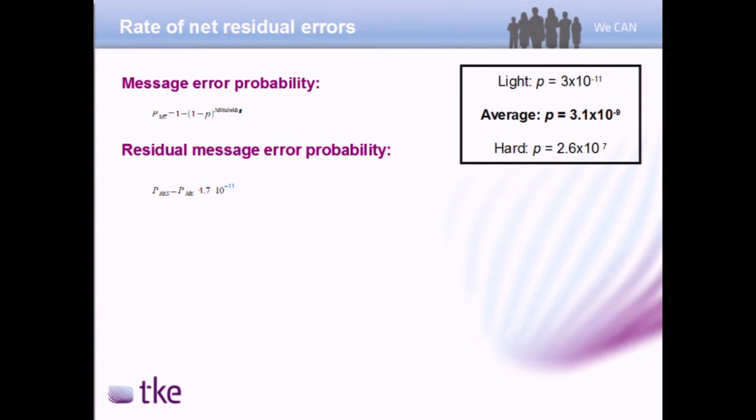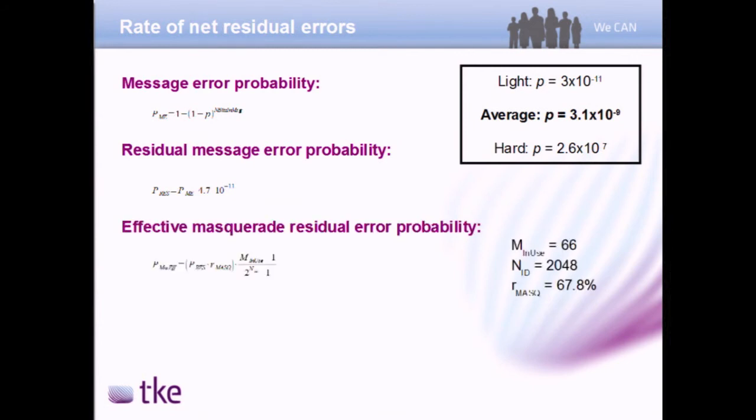In the very early days of CAN, that equation was available in one paper written by Bosch people, and it has been included also in the CAN 2.0 specification from Bosch. So that's a proven fact. And then we need to handle masquerade and corruption errors separately because they are quite different. And here we can see that the effective masquerade error probability is quite small.